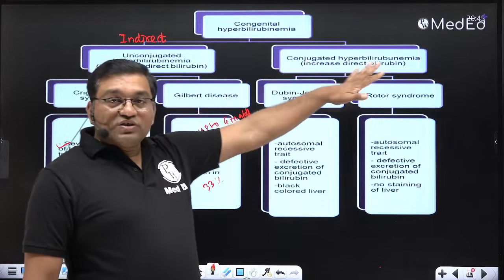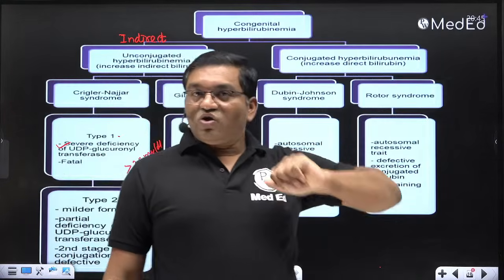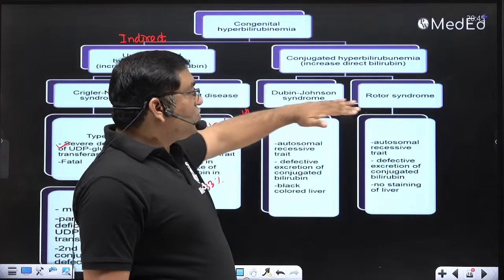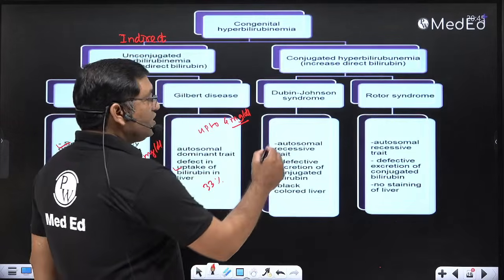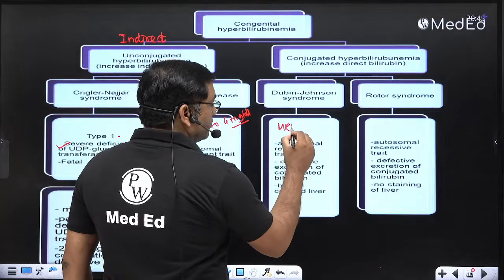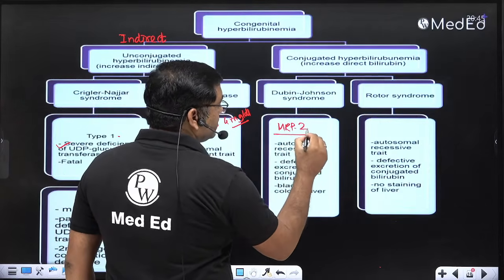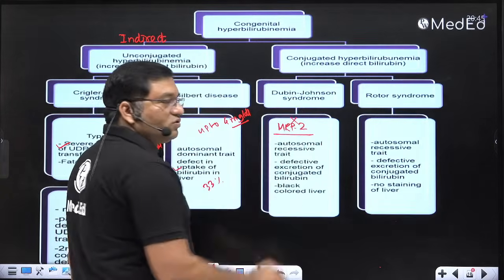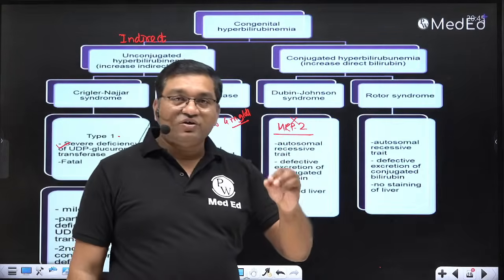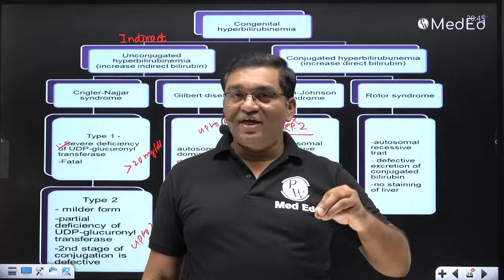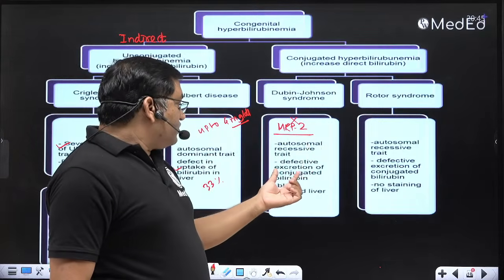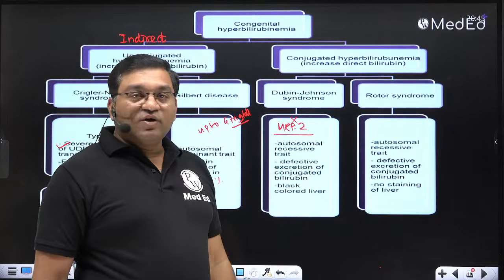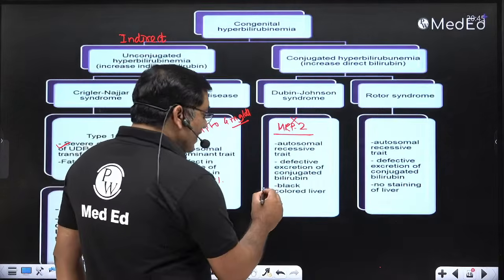Now these are the causes of increase in the direct bilirubin or conjugated bilirubin. One is Dubin-Johnson and the second one is Rotor. Dubin-Johnson is due to mutation in the MRP2 protein. MRP2 is required for the active secretion of bilirubin into bile canaliculi, and defect in MRP2 causes defective excretion of conjugated bilirubin, and it is characterized by a black colored liver.